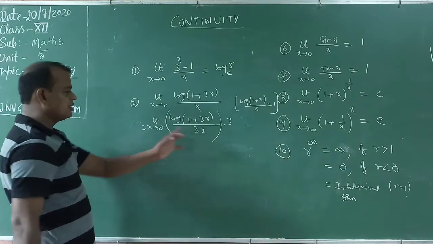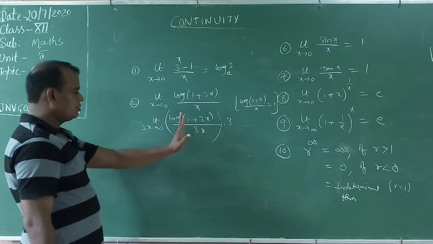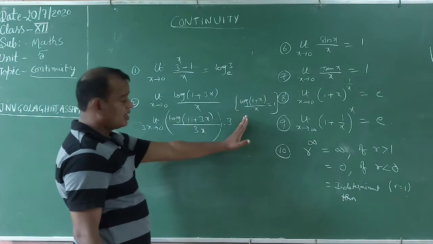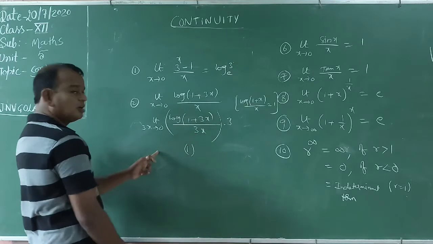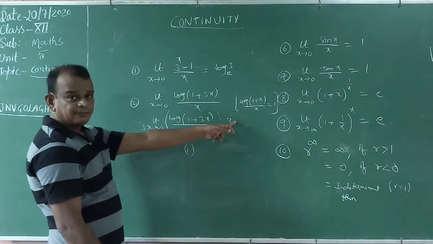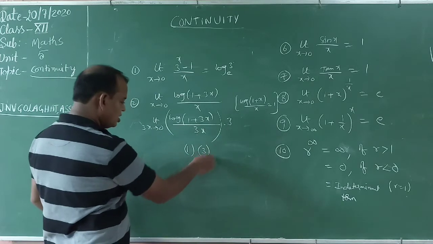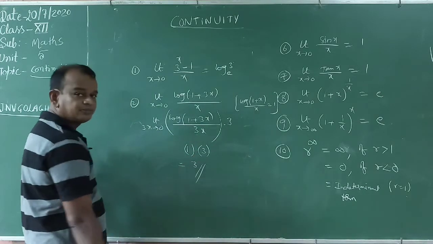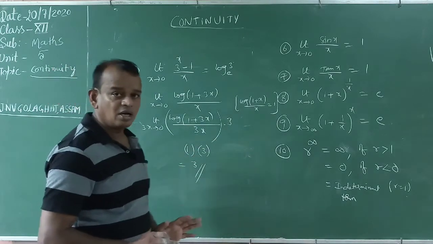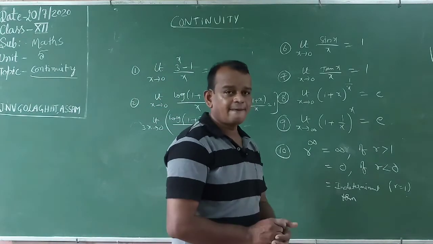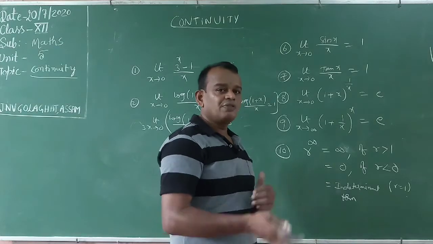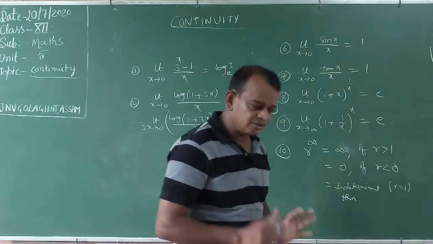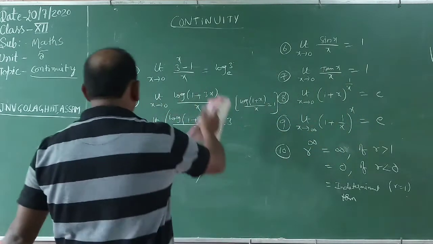Now in this one a product is there. This is f of x, this is g of x. This is of the type log of (1 plus x) by x. This answer is 1. Now, the limit of a constant is always equal to the constant. 1 into 3 is nothing but 3. Simply, you will do the problems in this way. Just applications. Apply the formula to the given problem. Understand or not?